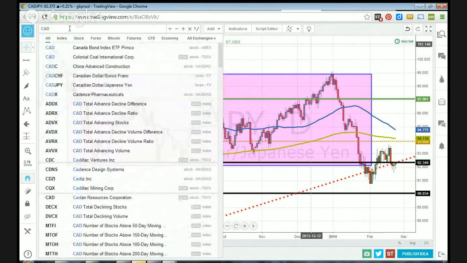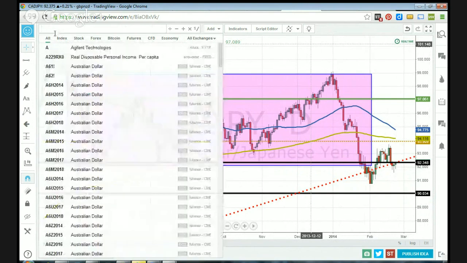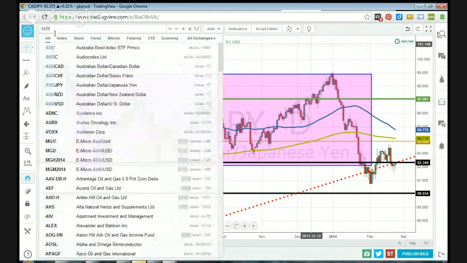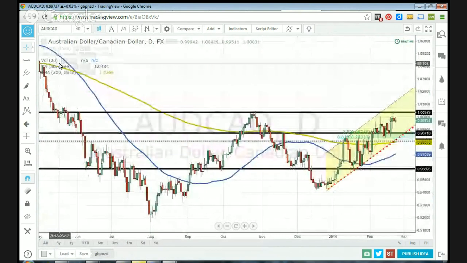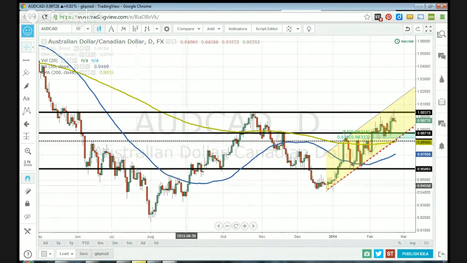Okay, so that does it for Canada. Now let's look at Australian dollar. Okay, Australian Canada did go off that resistance, reversal candlestick pattern off resistance on yesterday's close. Let's see if we can get to this black line here, which is now a Fibonacci 50% Fibonacci retracement as well.